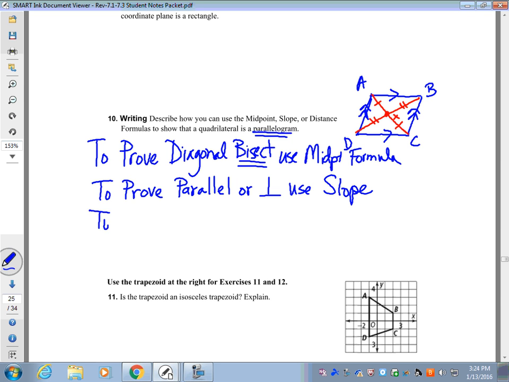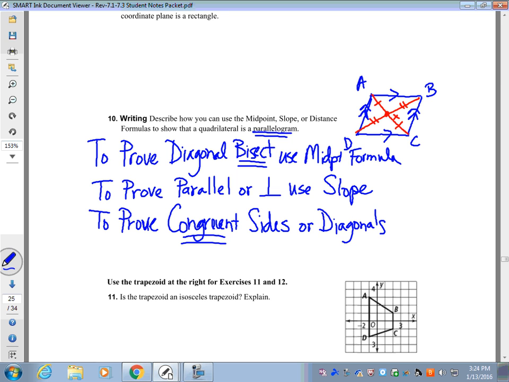If I need to prove congruent sides or diagonals, the key word is anytime you have to prove congruent, anything that asks for congruent or equal, then you're going to use distance.